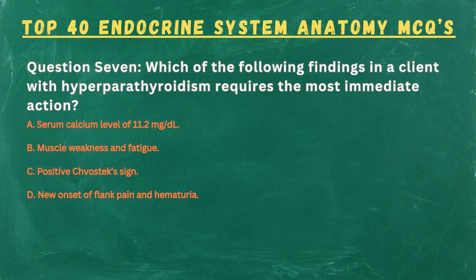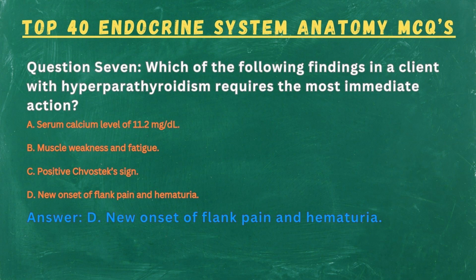Question 7. Which of the following findings in a client with hyperparathyroidism requires the most immediate action? A. Serum calcium level of 11.2 milligrams per deciliter. B. Muscle weakness and fatigue. C. Positive Chvostek sign. D. New onset of flank pain and hematuria. Answer. D. New onset of flank pain and hematuria.